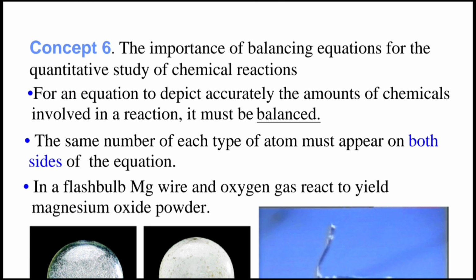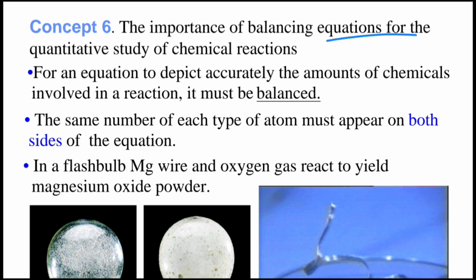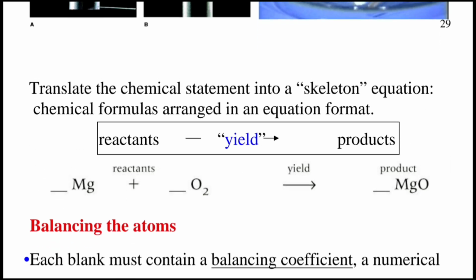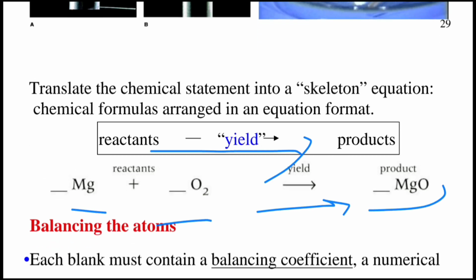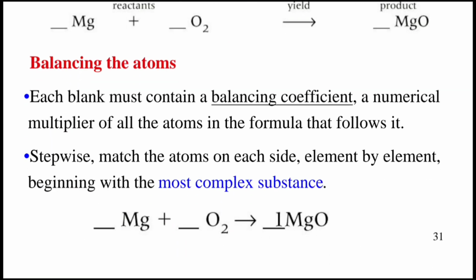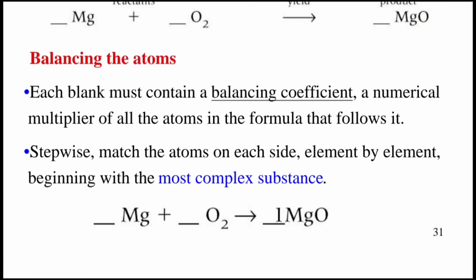This is concept 6: the importance of balancing equations. The same number of each type of atom must appear on both sides of the equation. For an equation to be accurate, the amounts of chemicals involved in the reaction must be balanced. Here, reactants yield products: Mg plus O2 yields MgO. We balance it by putting 2 here, and there is 1, so we get 2 MgO.